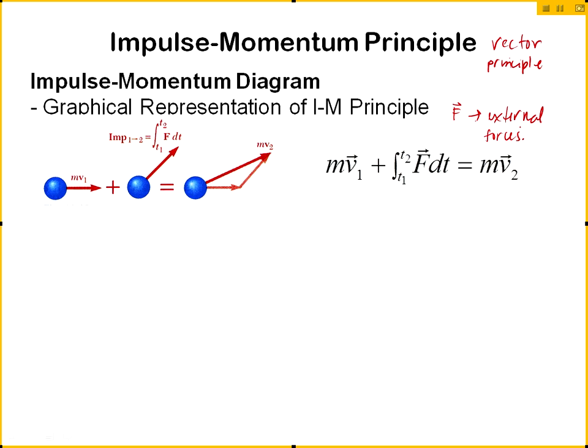You don't have to worry about internal forces. Why is that? Because they cancel out. They always come in pairs. The force exerted by 1 on 2 is the same magnitude and opposite sense as the force exerted by 2 on 1. So just like free body diagrams, we don't have to show internal forces.